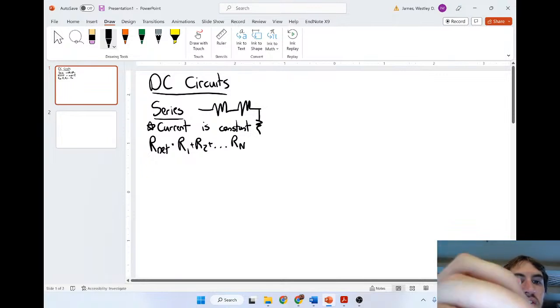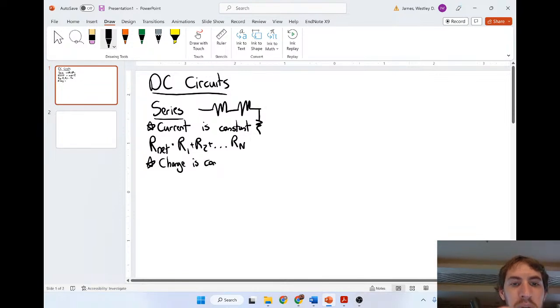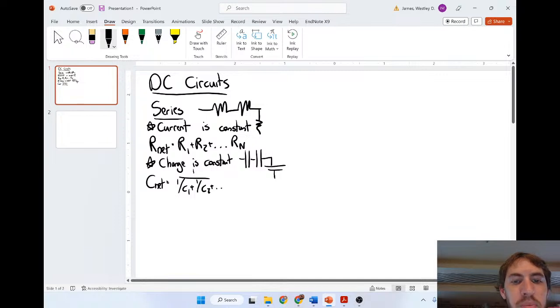In series, current is constant for resistors. For capacitors, charge is constant. So we talked about capacitors. There will be a problem on them. Not much, but there will be one. And in capacitors, it's that opposite. C net is 1 over C1 plus 1 over C2 plus blah, blah, blah. However many you have, 1 over Cn. Resistors and capacitors do the opposite things.